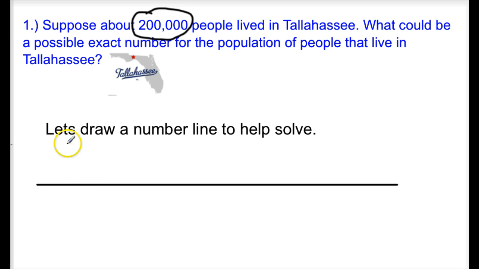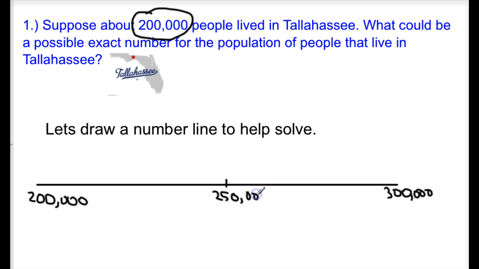And so we use our number line to help us solve. We are going to start our number line with 200,000 to represent the estimated population of people that live in Tallahassee, and we're going to end our number line with 300,000. We're going to find our halfway point. So we're finding out what's between 200,000 and 300,000. That's going to be 250,000.